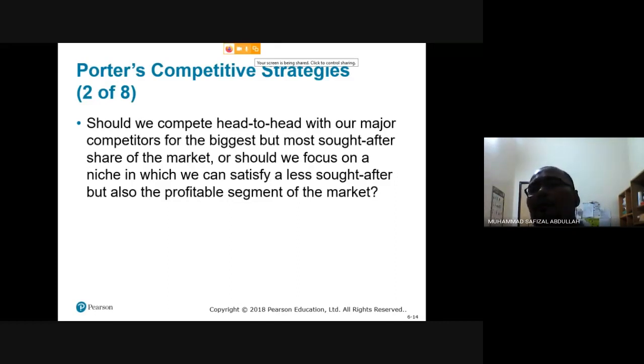But our problem is we are facing the big giants, but the market is there. If you are trying to, let's say, go fishing, for example, you are facing a huge competitor. You are using just a fishing rod to catch a fish, and you are fighting with people who are using the net.